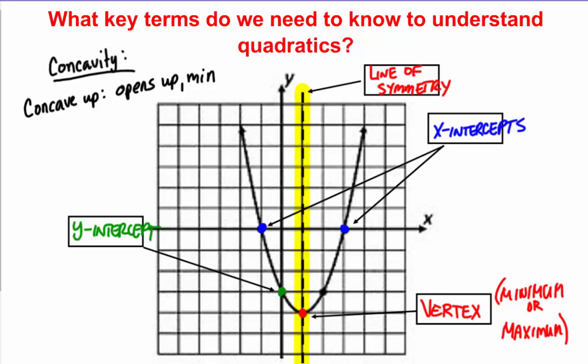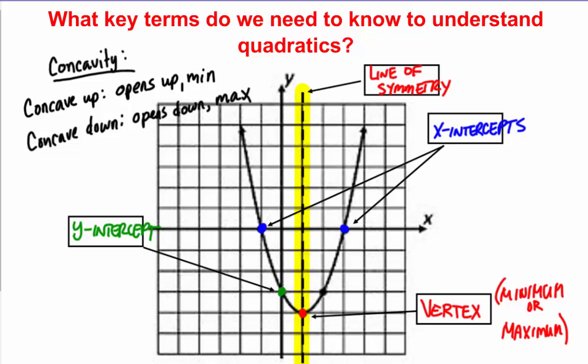If the graph is concave down, that means the graph opens down, and has a maximum value. So we have those two options. We either have concave up or concave down.